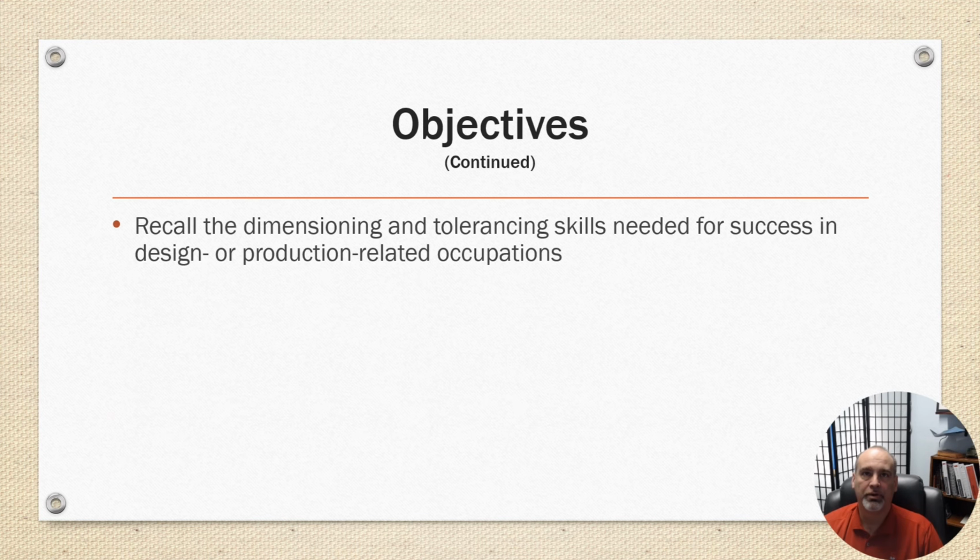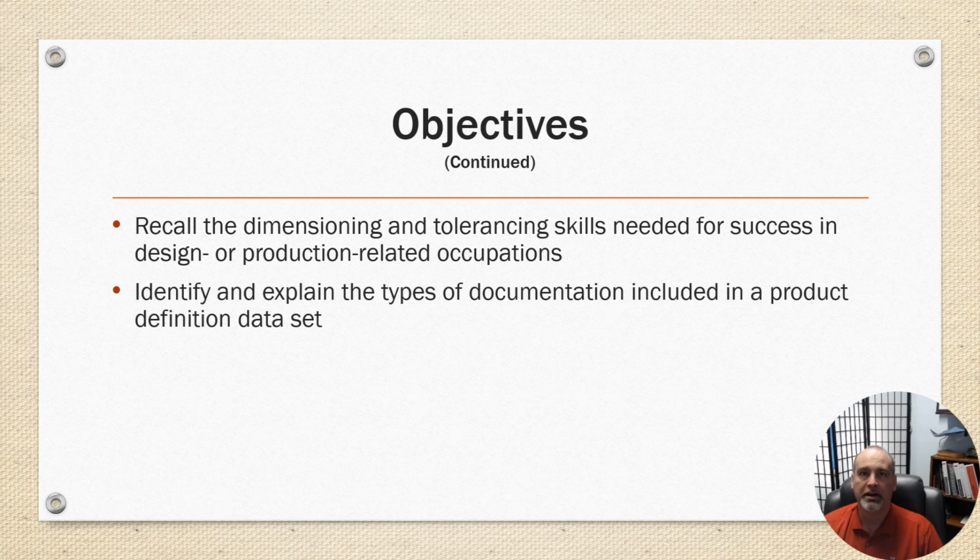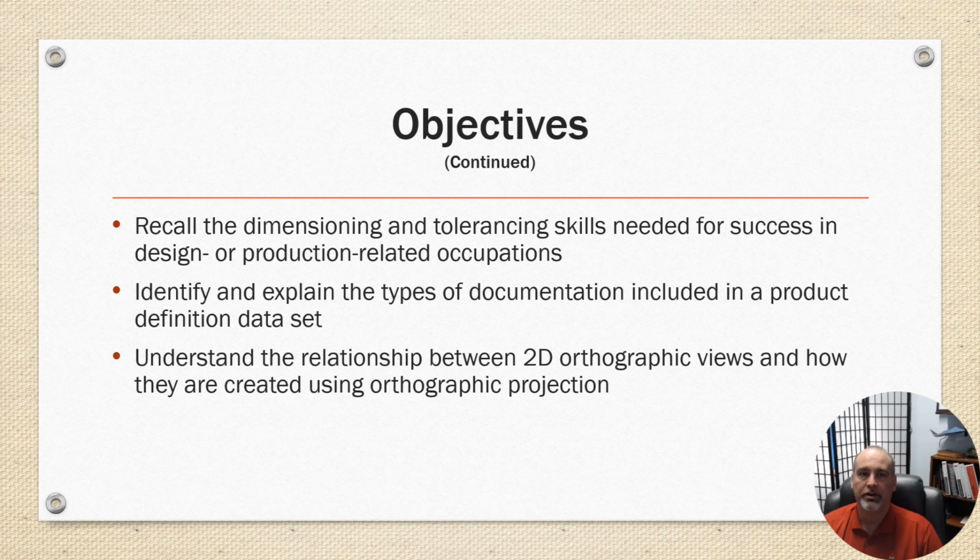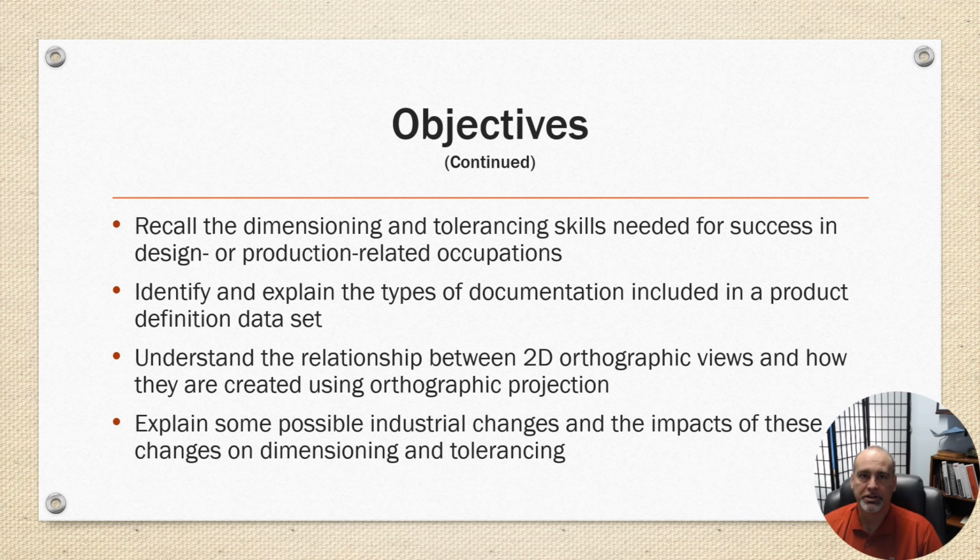We're also going to recall the dimensioning and tolerancing skills needed for success in design or production-related occupations. We're going to identify and explain the types of documentation, including a product definition data set. We're going to understand the relationship between 2D orthographic views and how they are created using orthographic projection, and explain some possible industrial changes and the impacts of these changes on dimensioning and tolerancing.